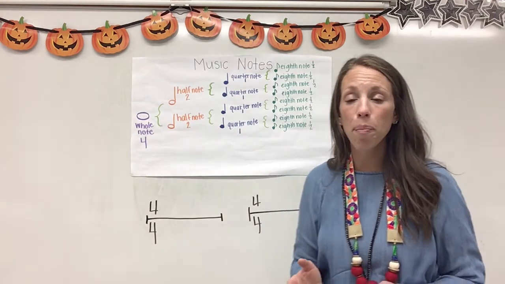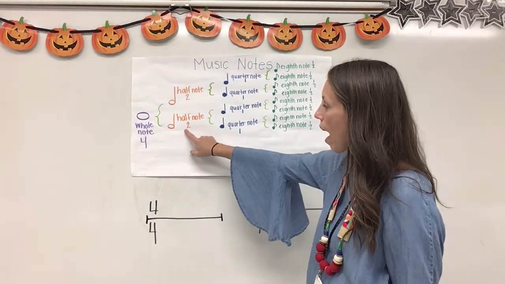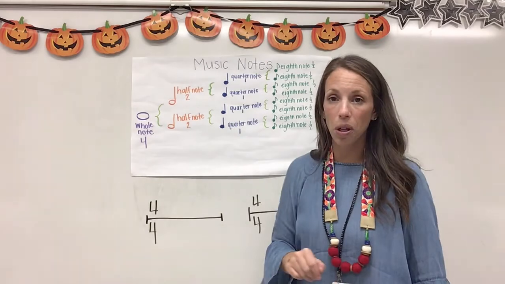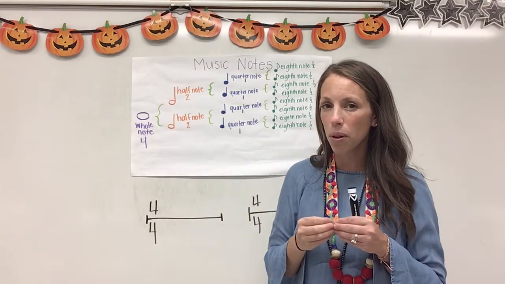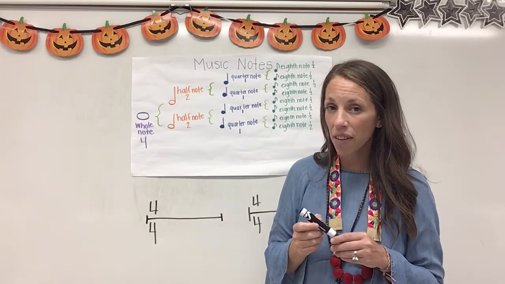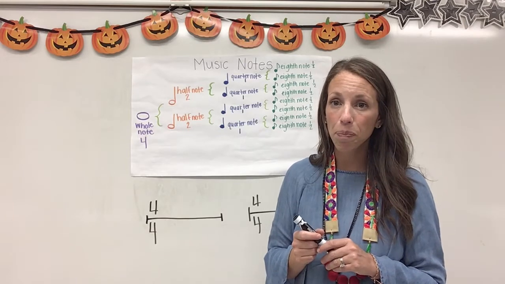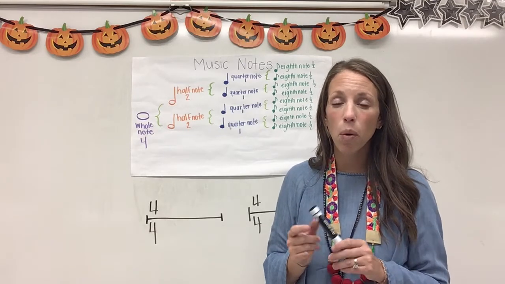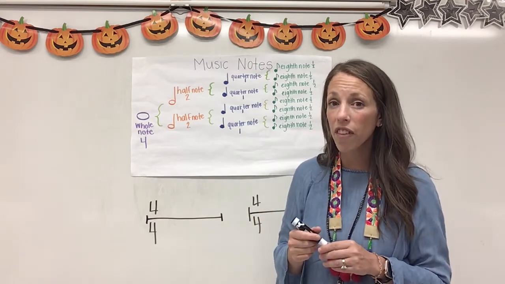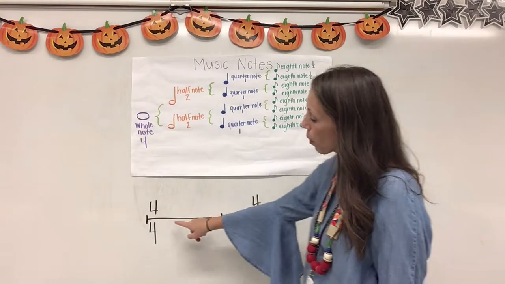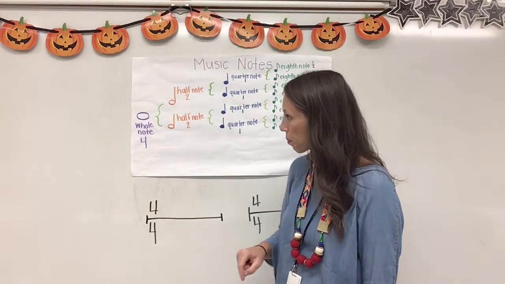We are going to compose rhythms using only half notes and quarter notes today. But we are going to work on mixing up those notes to create different and more difficult rhythmic patterns. When we do this, we have to know how many beats will fit in a measure. And remember, with our time signature, we look at the top number.